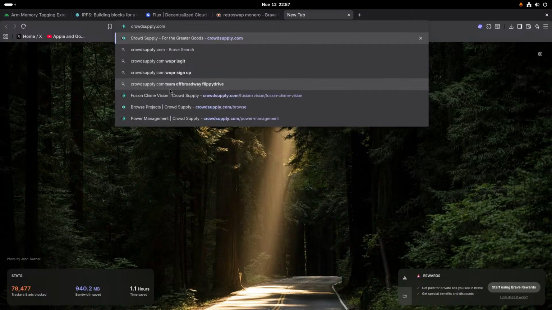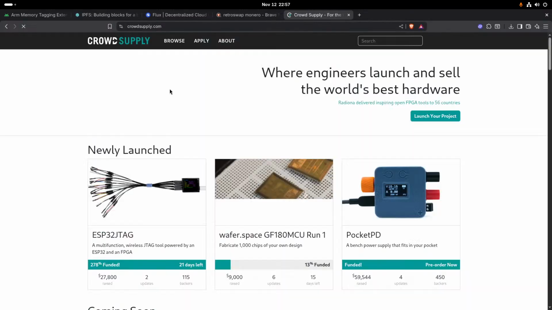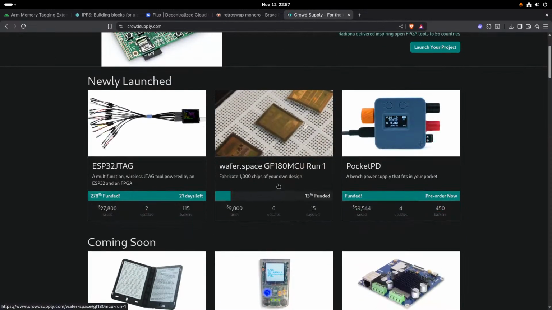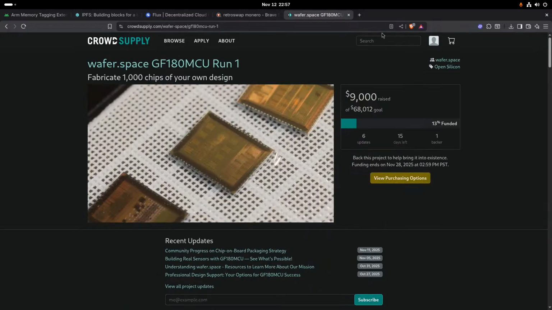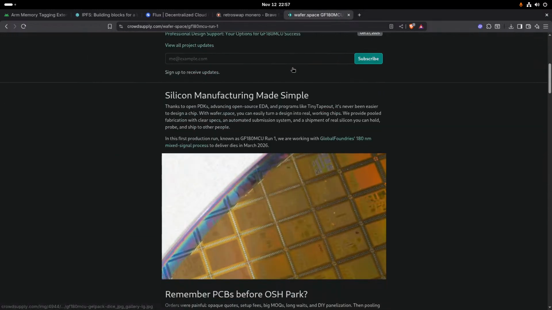chip manufacturing is just very expensive from what I understand, like actually making your own semiconductors. But there's something called the wafer.space GF180 MCU run. Silicon manufacturing made simple. Thanks to open PDKs, advanced open source EDAs, and programs like Tiny Tapeout, it's never been easier to design a chip. Low barrier to entry, I mean. Yeah, low barrier to entry would be awesome, but the problem is just supply, market, and demand. There first has to be a demand of people that want open source chip manufacturing done at a low cost.